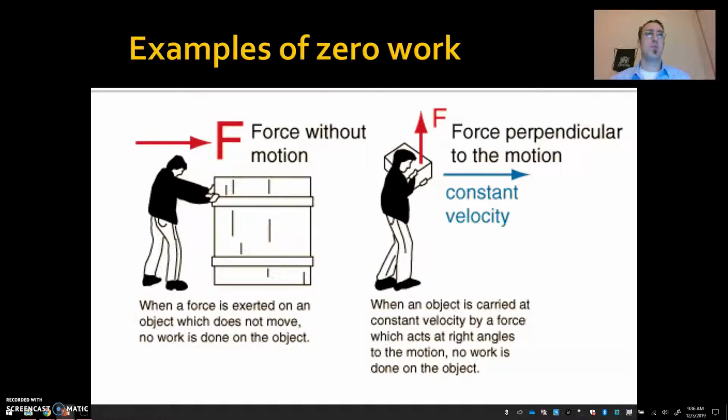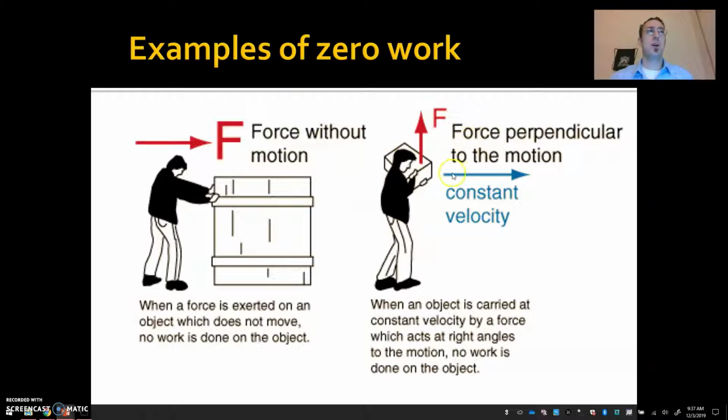Some other examples of zero work. If you push on something but it doesn't go anywhere, like say it's too heavy to push and it doesn't move, then you didn't do any work, even though you exerted energy trying to push it. Like if you try to push down a wall, chances are the wall's not going to go anywhere. But you will have felt like you did something, but nothing was displaced.